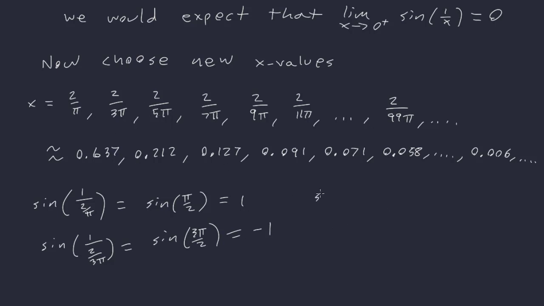Okay, then sine of 1 over 2 over 5 pi, we invert and multiply, gives us sine of 5 pi over 2, which is back to 1 again. So our sine value, sine of 1 over x, when we match it up, we're going to get 1, negative 1, 1, negative 1, 1, negative 1, on and on and on. Okay?